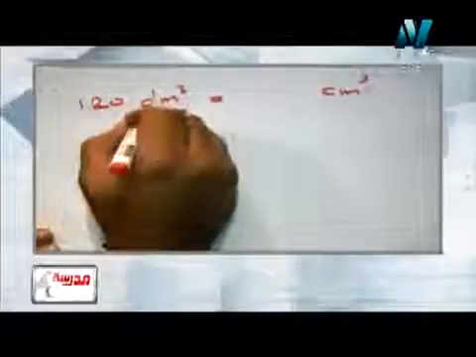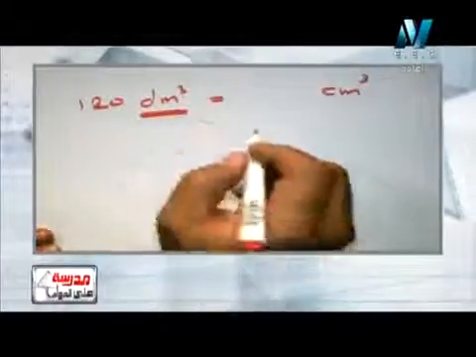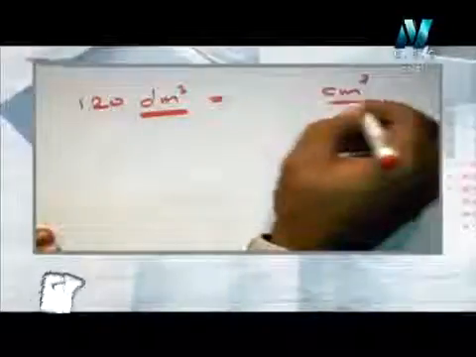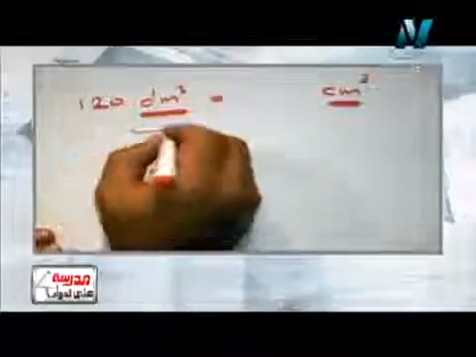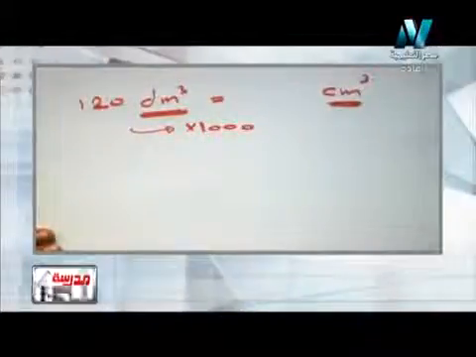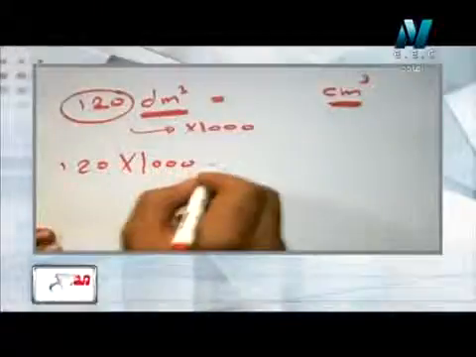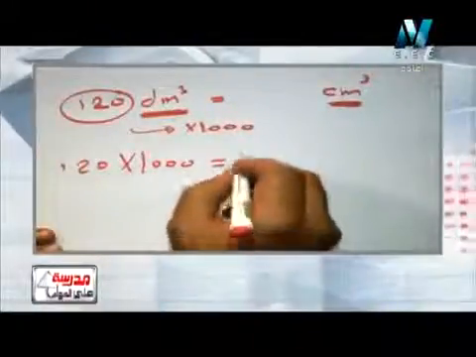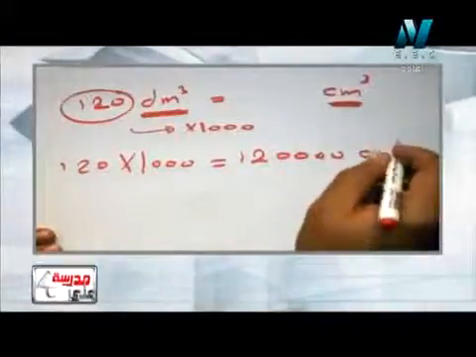Let's study our example very carefully. We want to convert from decimeter cube to centimeter cube. What is the relation between them? Excellent. We have to multiply by 1000. Just multiply the number 120 by 1000. The result will be 120,000 centimeter cube. That's so easy.